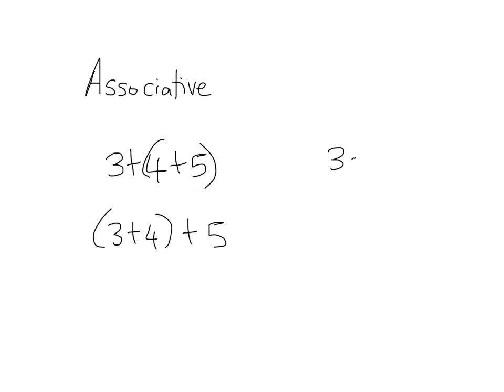If I had 3 times 4 times 5, it doesn't matter if I have (3 times 4) times 5 or 3 times (4 times 5). It doesn't matter who, for example, this 4 is associating with. The 4 could be hanging out with a 5, or the 4 could be hanging out with a 3. The values are actually still the same. So that's the associative property.